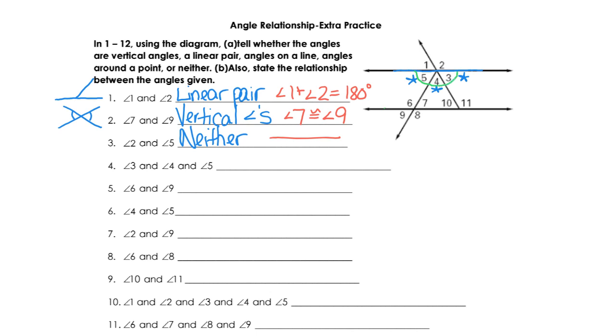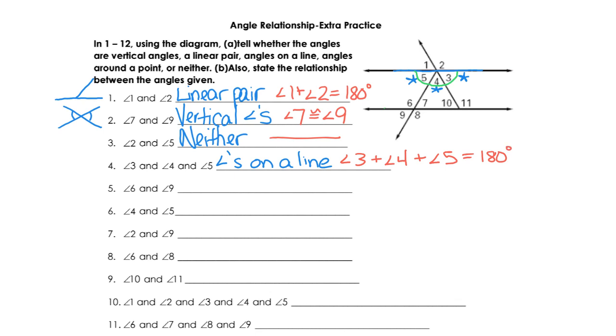We cannot call these ones linear pair like 1 and 2 because pair refers to 2, and there's 3 of them. And we know that pair doesn't mean 3, pair means 2. So we're going to go ahead and call these angles on a line. And because they make that half circle, they're going to add up to equal 180 degrees. So we can go ahead and say angle 3 plus angle 4 plus angle 5 is equal to 180 degrees.